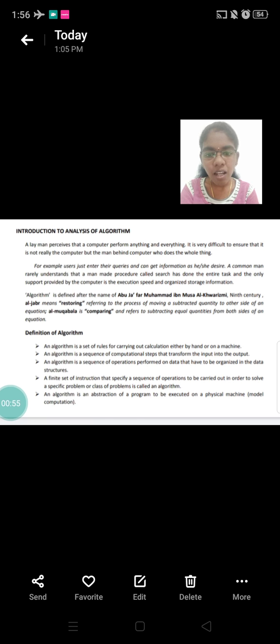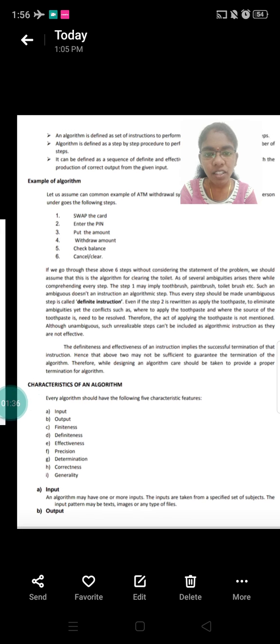Definition of algorithm. An algorithm is a set of rules for carrying out calculation either by hand or on a machine. An algorithm is a sequence of computational steps that transforms the input into the output. An algorithm is a sequence of operations performed on data that have been organized in data structures. A finite set of instructions that specify a sequence of operations to be carried out in order to solve a specific problem or class of problems is called an algorithm. An algorithm is an abstraction of a program to be executed on a physical machine or a model of computation.